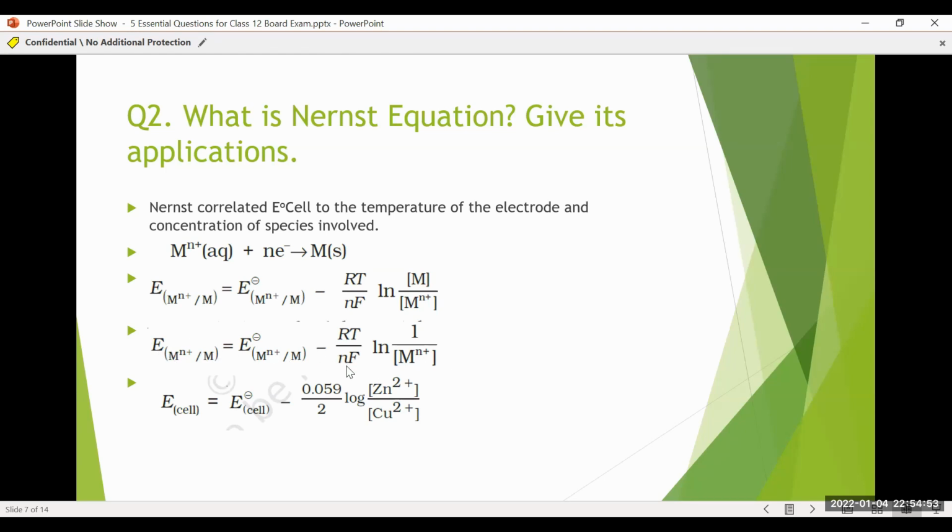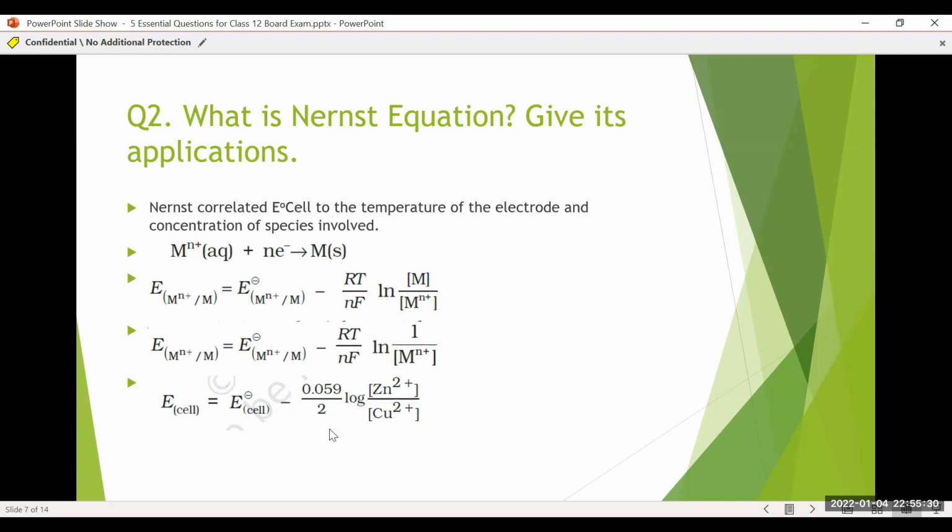If this is applied for a Daniell cell or for a galvanic cell, we have to use this basic equation twice and subtract it in order to find E cell. We reframe the equation to find the EMF of the cell for the Daniell cell, where we subtract two equations and get, in a more simplified manner, E cell is equal to E naught cell minus 0.059 upon 2.